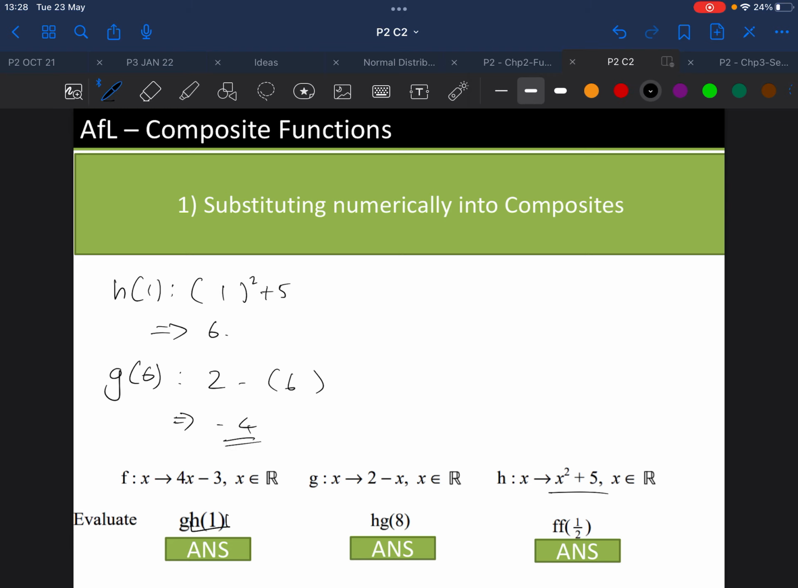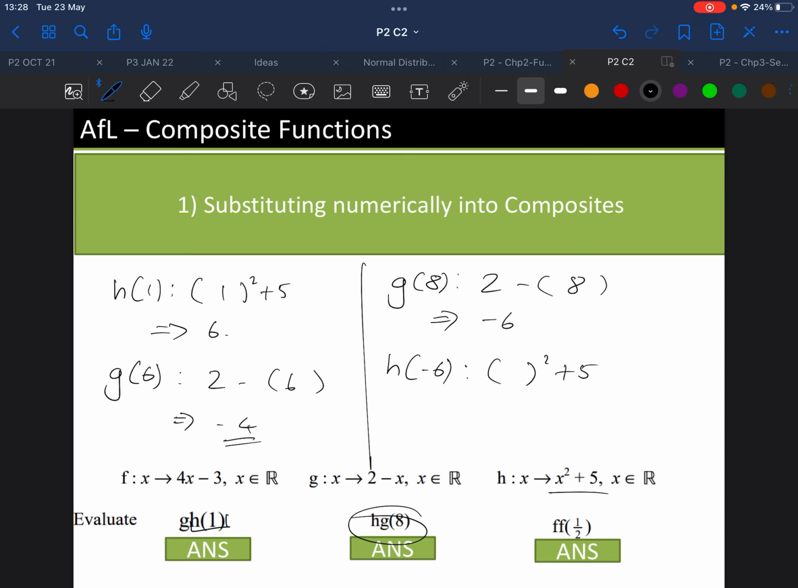Okay, we'll do just one more. Let's do this one over here. So g of 8 means you write out the g rule, which is 2 minus x, so 2 minus something, and that something is going to be 8. So you get minus 6. And now you do h of minus 6. So you write out the h rule, which is something squared plus 5, and the something is minus 6. Minus 6 squared is 36, plus 5 is 41. Okay, so that's substituting numbers. That's how I would do numbers.